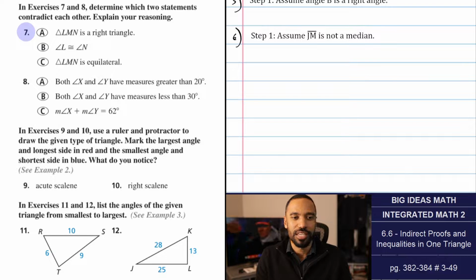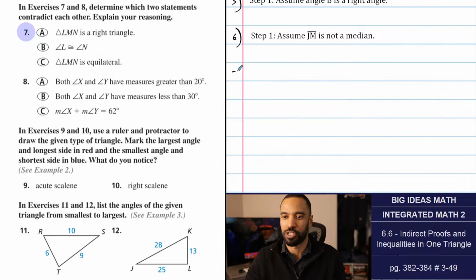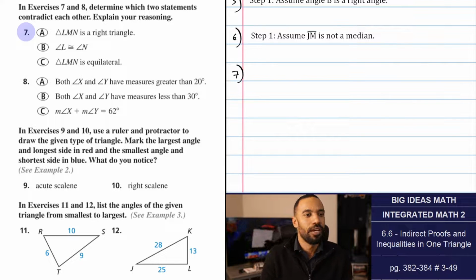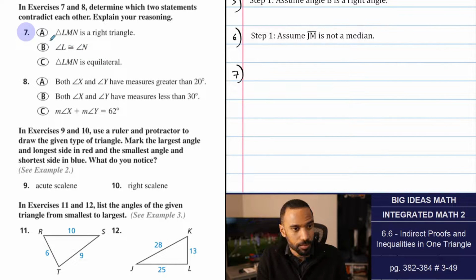All right, next exercise is 7 and 8. Determine which 2 statements contradict each other. Explain your reasoning. Triangle LMN is a right triangle. Angle L is congruent to angle N. And triangle LMN is equilateral. So which ones contradict each other? Well, A contradicts with C.